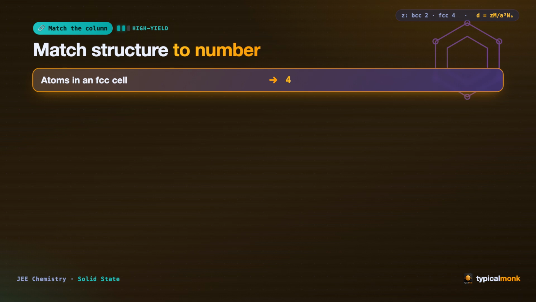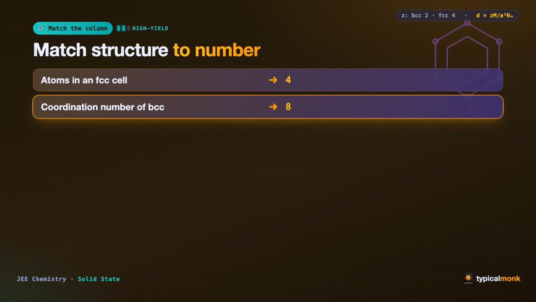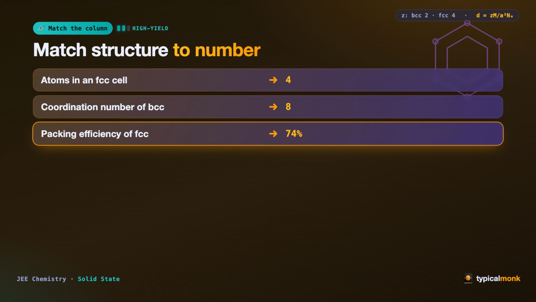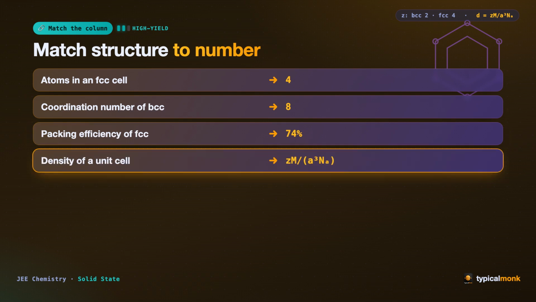Now match each structure to its number. The atoms in a face-centered cubic cell go to 4. The coordination number of body-centered cubic goes to 8. The packing efficiency of face-centered cubic goes to 74%. And the density of a unit cell goes to Zm over a cube times Na. 4 pairs, each worth committing to memory.